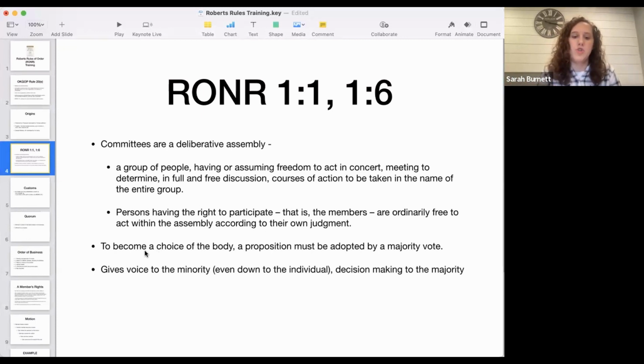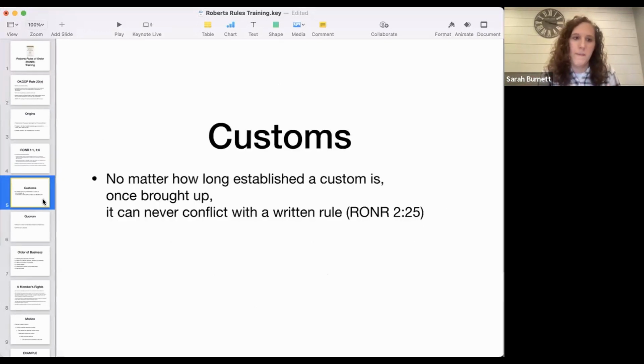For something to become the choice of the body, a proposition must be adopted by a majority vote. The majority vote is how the decision happens, but there's a lot of room along the way to give voice to the minority. Even just one individual can have voice on certain elements, and then the decision making is left to the majority. So, fundamental principles: again, this book gets very technical, but understanding just the basic premise that you have a right to speak, you have a right to be heard, and then the decision goes to the majority of that body is the filter through all of this that can be used.